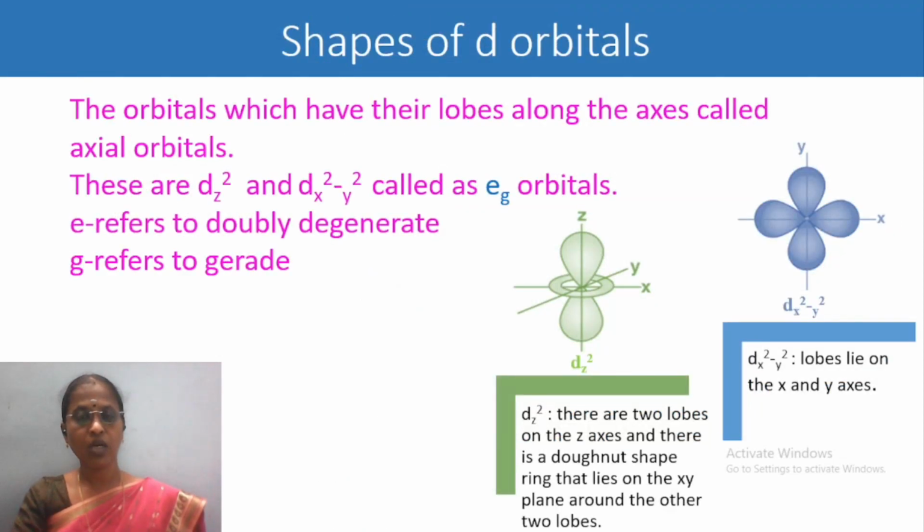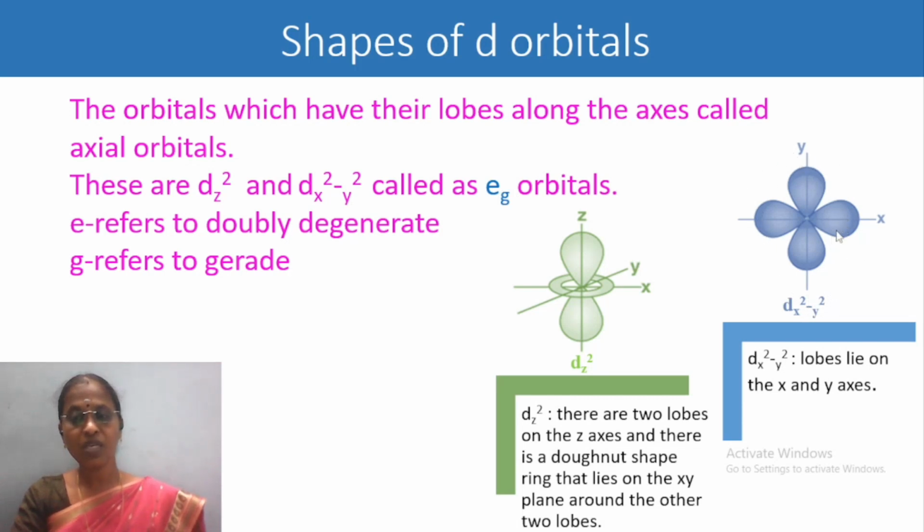Shapes of d orbitals. Before we enter into the splitting of d orbitals in octahedral complexes, we must be aware of the shapes of the d orbitals. The orbitals which have their lobes along the axes are called axial orbitals. These are dz square and dx square minus y square orbitals, called Eg orbitals. E refers to doubly degenerate. G refers to gerade.